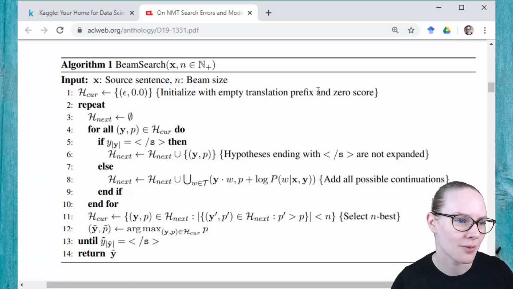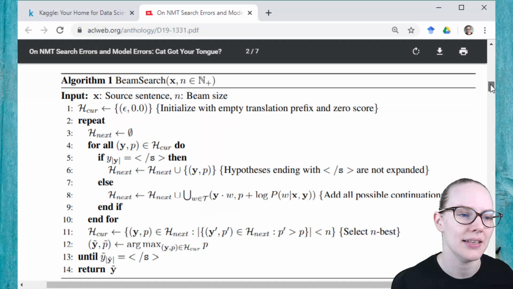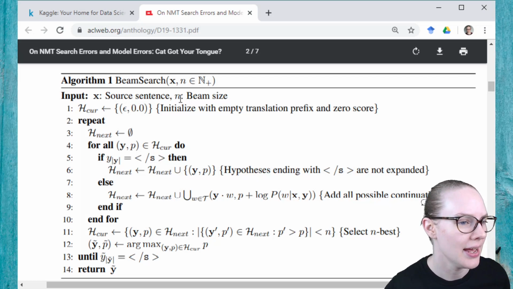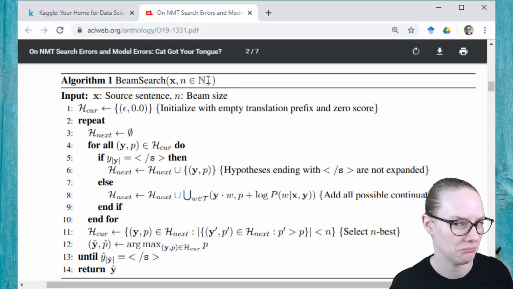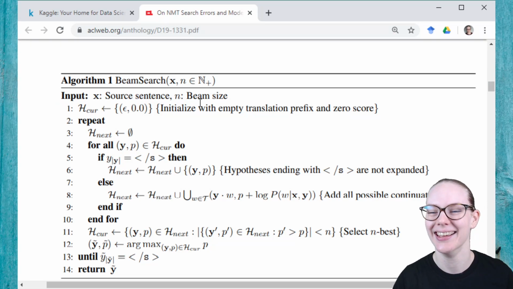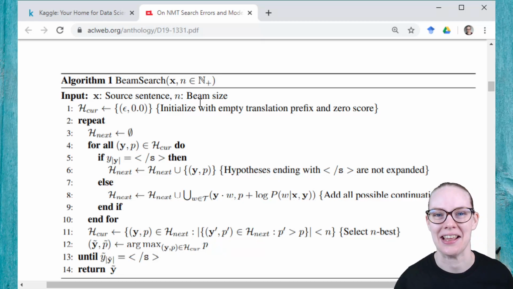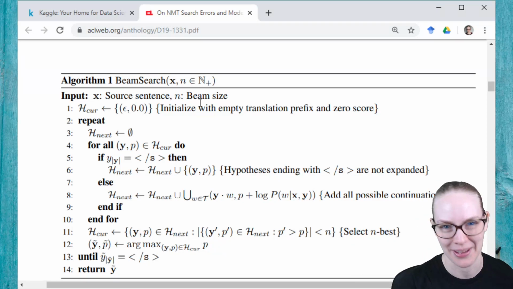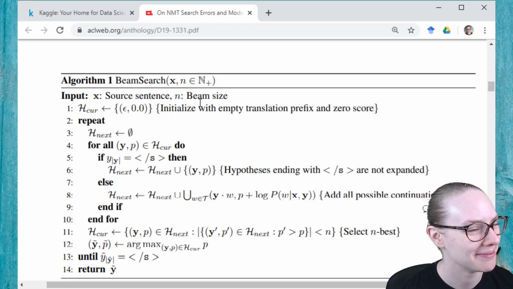All right, Algorithm 1, beam search. It takes in X, which I believe is the candidate. Let's see, X is the source sentence, okay? And then M is the beam size, and it is in the set of positive numbers N. I think that's what that means. I'm pretty sure. You couldn't consider negative candidates. How would that even work? Like someone starts to think about translating something and you're just like, no, stop it. None of that. You have to consider a positive number of candidates.